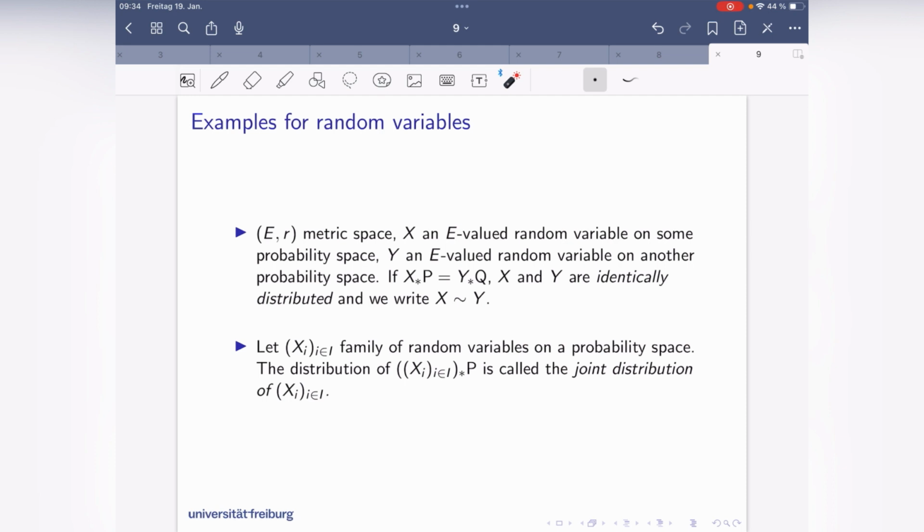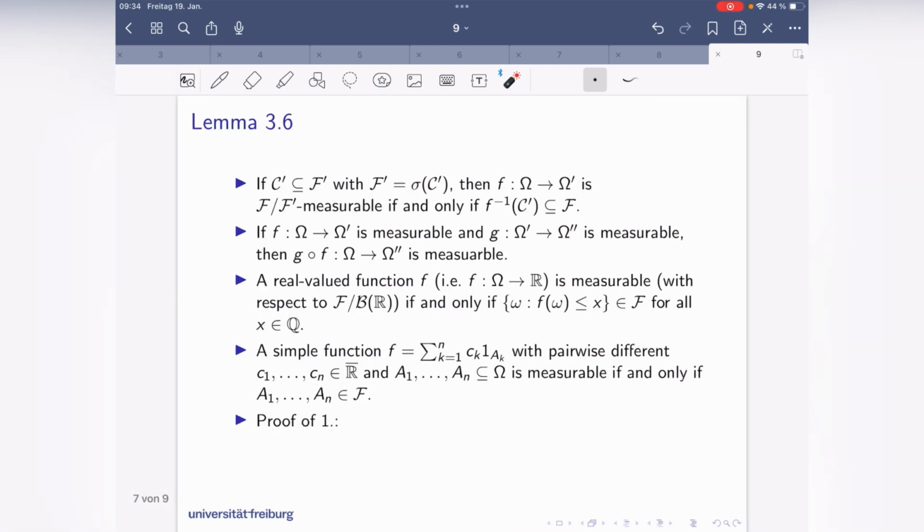Another thing is joint distributions. If you have a family of random variables, they can also have an image measure. So that's a high-dimensional measure. The dimensions you have are all elements in I here. And the distribution of this is called the joint distribution of this family. We will also need that in probability theory. Then some more lemmas, which eventually lead to the approximation result that we want.